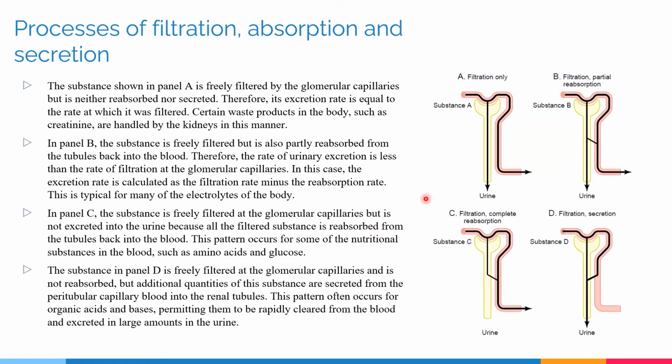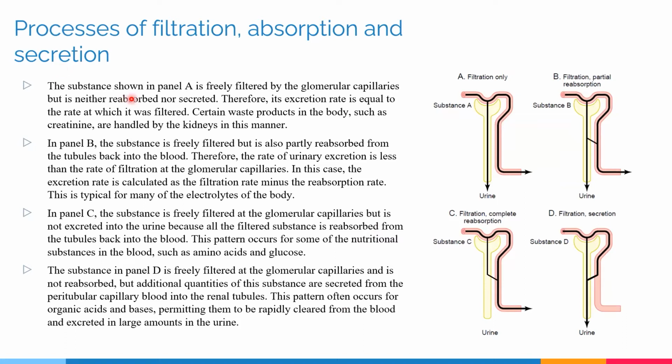Next, we will look into 4 substances A, B, C, and D, which are different in nature and undergo the processes of filtration, reabsorption, and secretion in various manners. Using these substances, we can understand a bit how the kidney filters different substances in our blood.